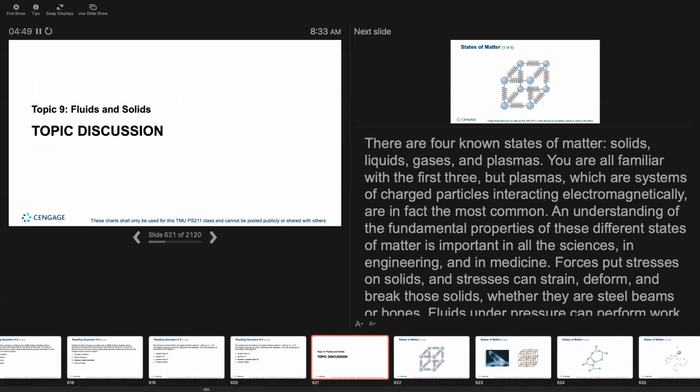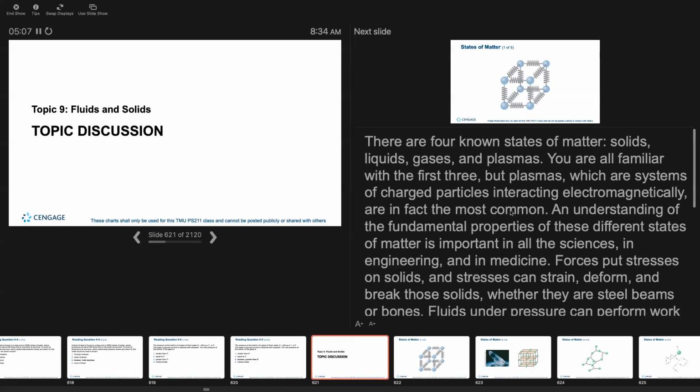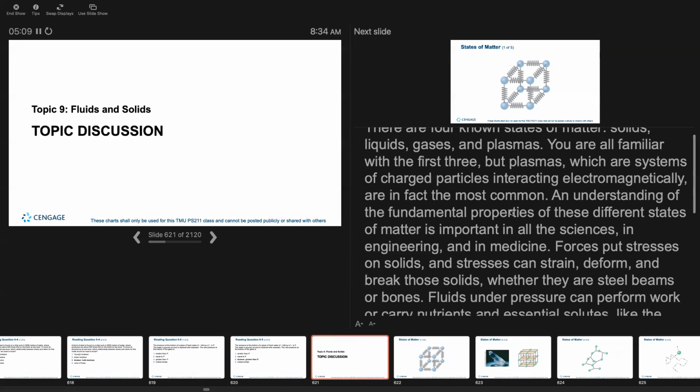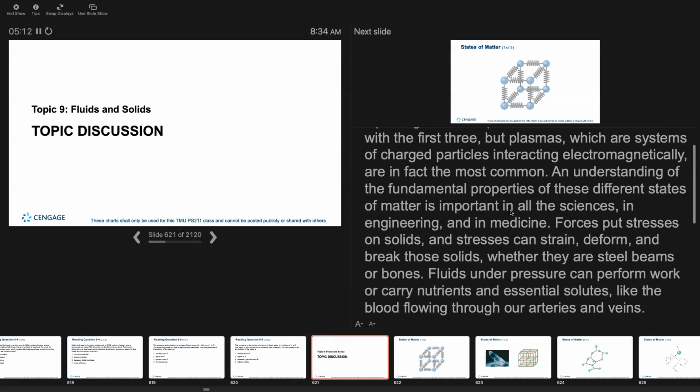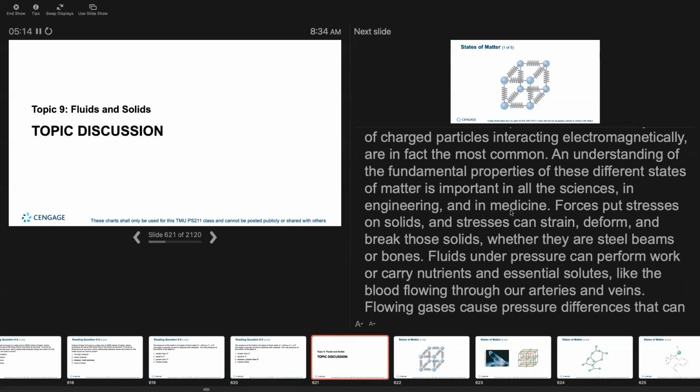So there are 4 known states of matter: solids, liquids, gases, and plasmas. For the most part, we are familiar with the first 3, but plasmas, which are systems of charged particles interacting electromagnetically, are in fact the most common. An understanding of the fundamental properties of these different states of matter is important in all the sciences, in engineering and in medicine.